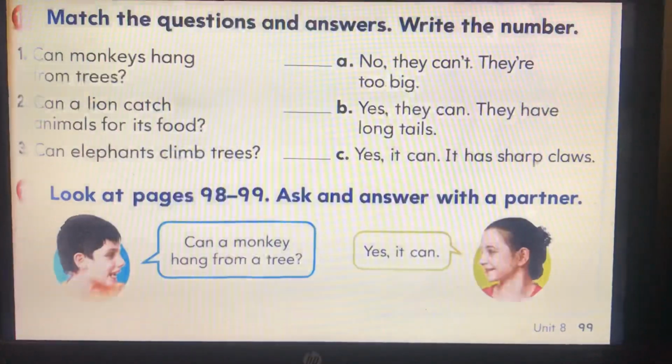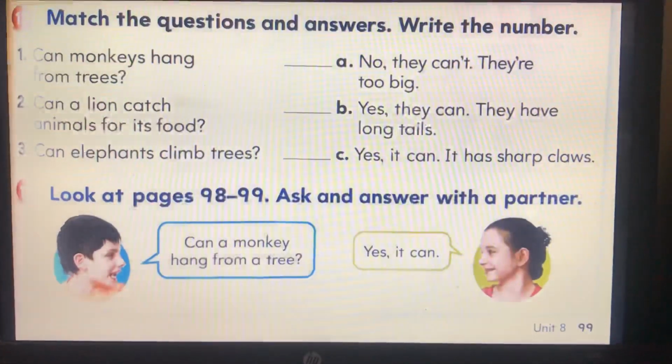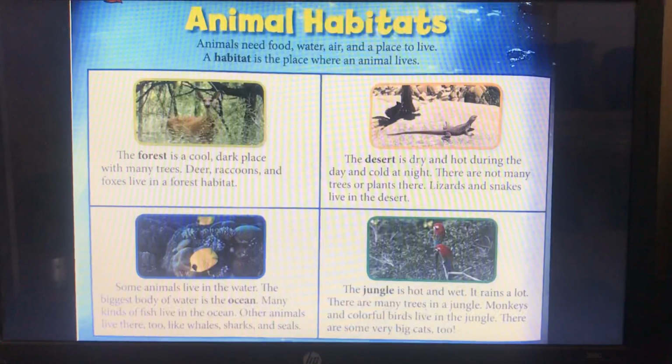And finally, number 3. Can elephants climb trees? No, they can't. They are too big. So number 3 will match with letter A. Perfect. So, now you can practice these questions with any family member. I hope you enjoy this. Now, let's move on. In the next page, we will be reading animal habitats.